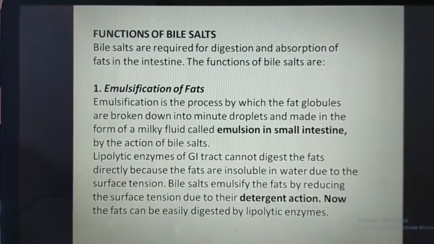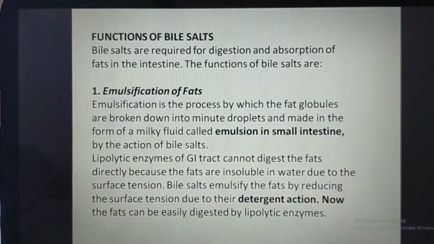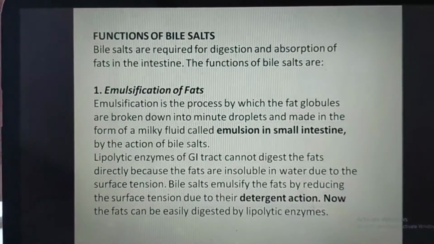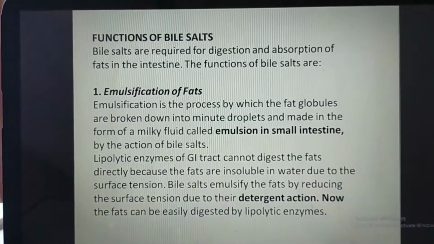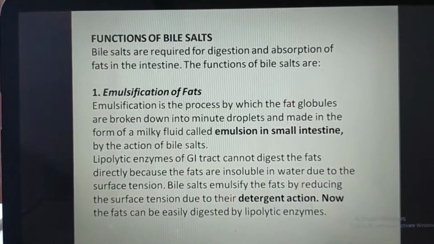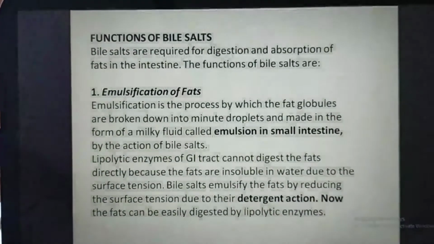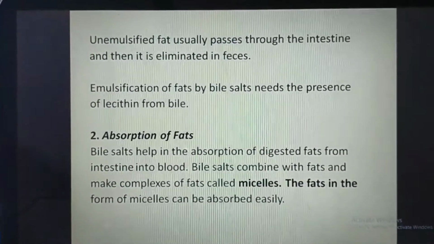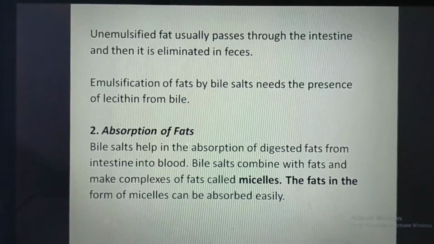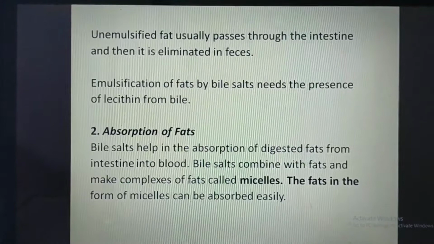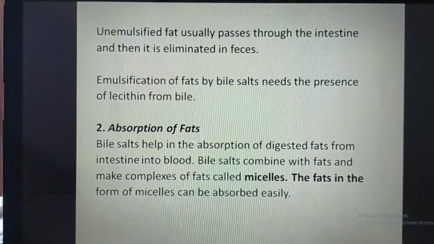Lipolytic enzymes of the GI tract cannot digest the fats directly because the fats are insoluble in water due to the surface tension. Bile salts emulsify the fats by reducing the surface tension due to their detergent action. Now the fats can be easily digested by the lipolytic enzymes. Unemulsified fat usually passes through the intestine and is eliminated in feces. Emulsification of fats by bile salts needs the presence of lecithin from bile.